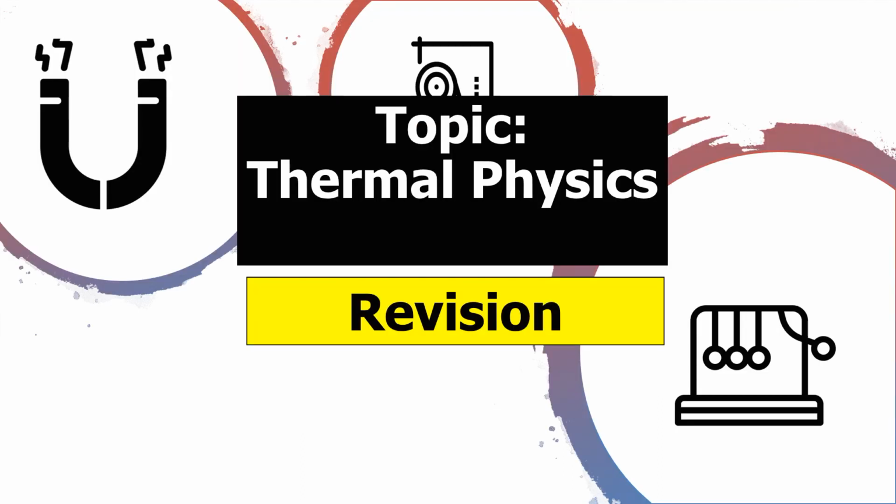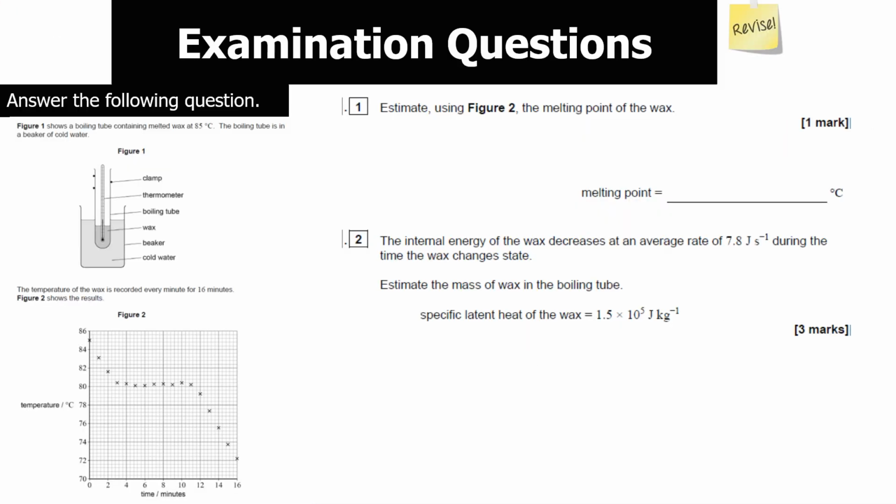We're now going to look at some questions regarding thermal physics. So the first question says figure 1 shows a boiling tube containing melted wax at 85 degrees Celsius. The boiling tube is in a beaker with cold water. The temperature of the wax is recorded every minute for 16 minutes. Figure 2 shows the results. So estimate, using figure 2, the melting point of the wax.